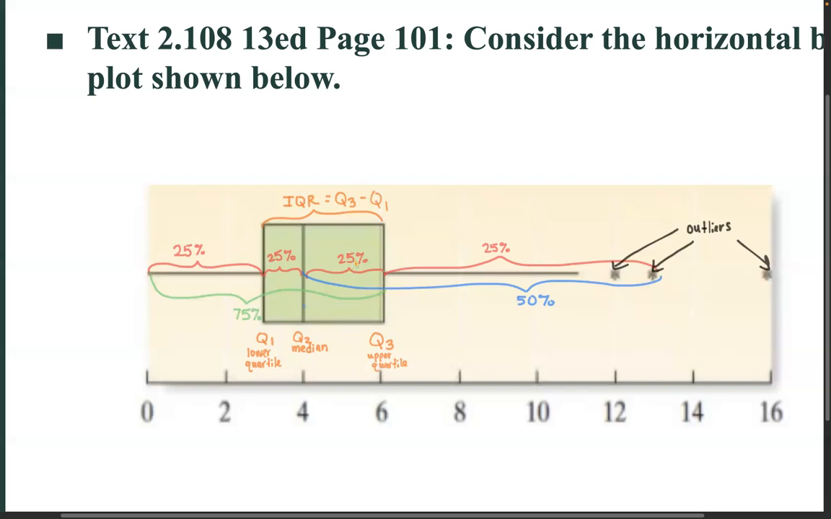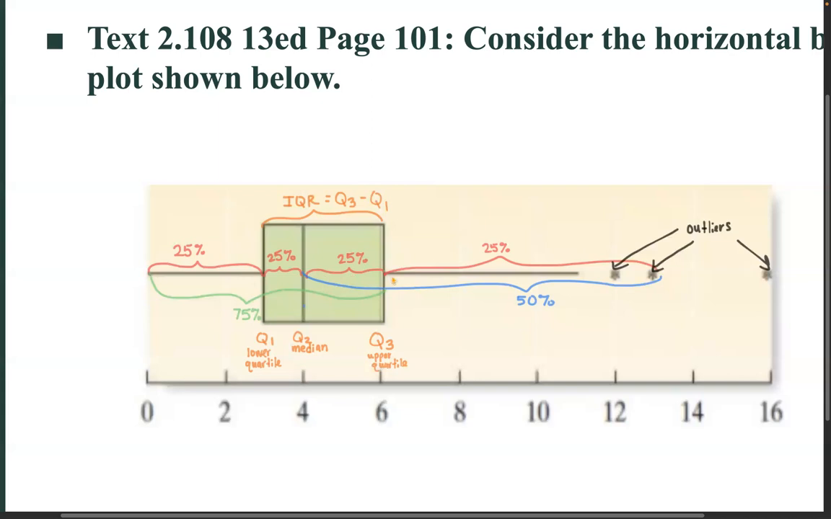So here, it's clear that it's not symmetric. The reason is that if we look at each 25% chunk, they're not all the same length. So from the median, we don't have the boxes the same size, nor do we have the whiskers the same length. So we know that it's not symmetric, but is it left skewed or right skewed? Here we have the spread of the data to the right, so it's right skewed.